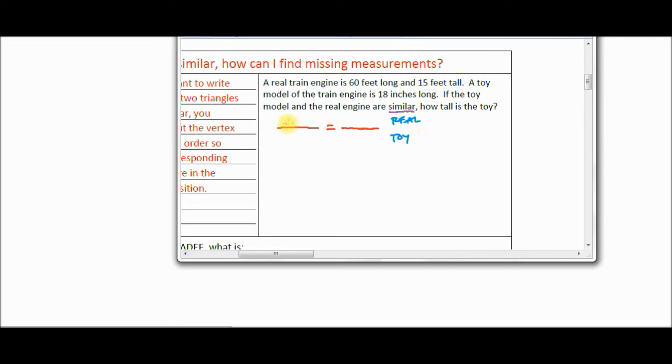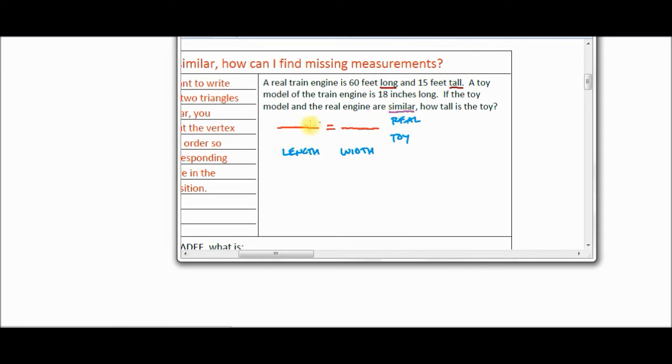And then we have to decide, okay, we have length and we have height. So the question is, which one are you going to put in each of these two ratios? It doesn't matter which is which as long as we stay consistent. So I'm going to go ahead and say, let's put the length in this ratio, and let's put the width in this ratio. So now that we've figured out how we're going to set up our ratio, real stuff on top, toy stuff on bottom, length is going to be on the left side, width is going to be on the right side, let's plug in what we know.